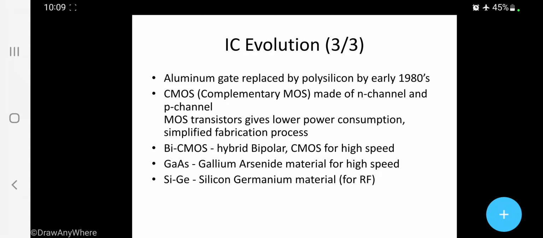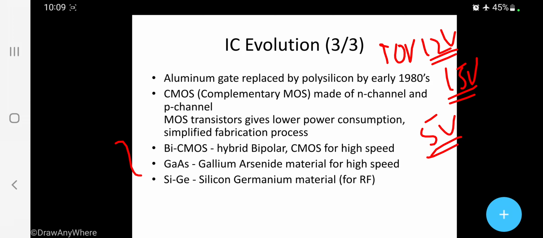I'll tell you here, in bipolar technology it used to have around 10 volts, 12 volts, 15 volts of power supply, very old. Even some bipolar technology or TTL required 5 volts. But CMOS or MOS technology can work even on 1.2 volts or less, 1 volt, depending on the design. As the voltage decreases, the required power consumption also decreases. That is why power consumption is lower.